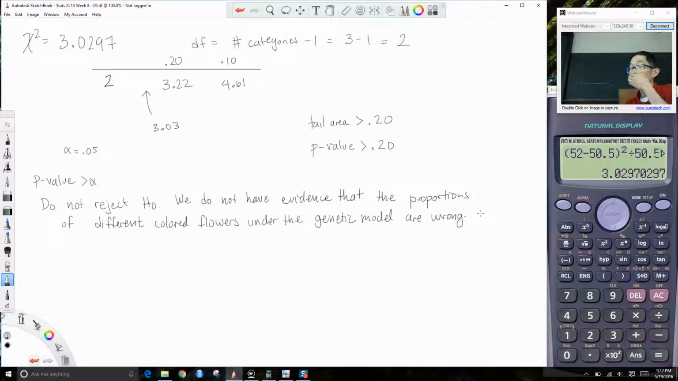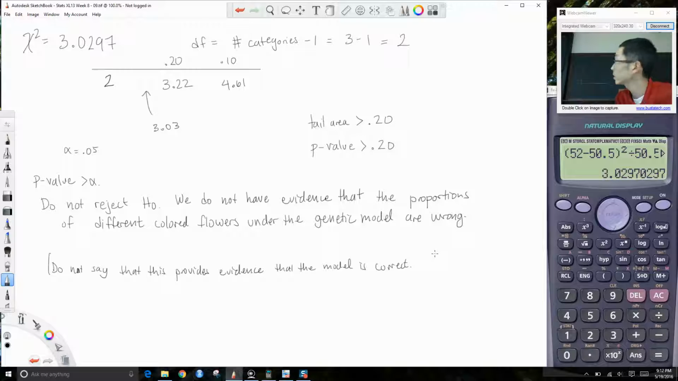We cannot say that this proves that the genetic model is correct, okay? It's just that we don't have evidence that it's wrong, okay? So do not say that this provides evidence that the model is correct. It's just no evidence to say that it's wrong.